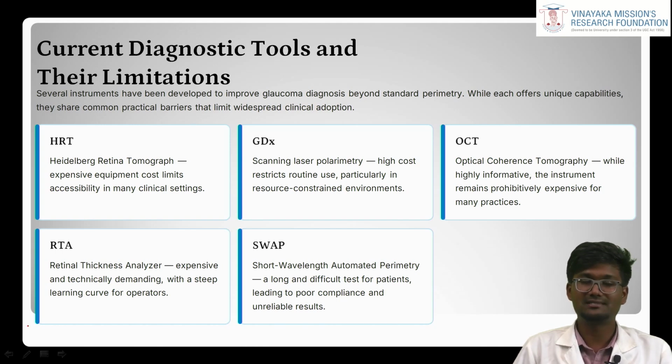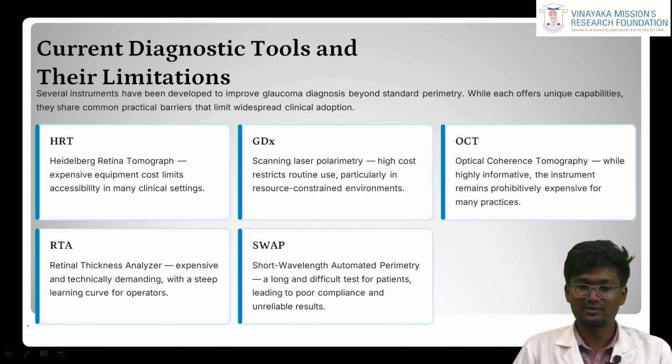We see lots of patients each and every day in our clinical practice. The current diagnostic tools we use are HRT, the Heidelberg retinal tomography, based on the principle of confocal scanning ophthalmoscopy. It is quite expensive and limits accessibility in many clinical settings. And also GDX, glaucoma diagnosis based on the scanning laser polarimeter. The cost restriction is also there, and it is very limited particularly in resource-constrained environments.